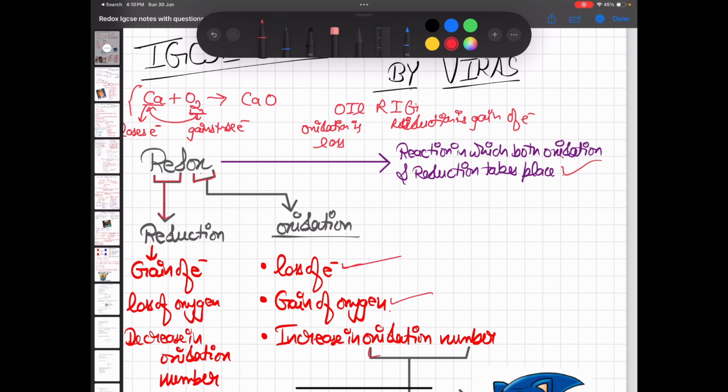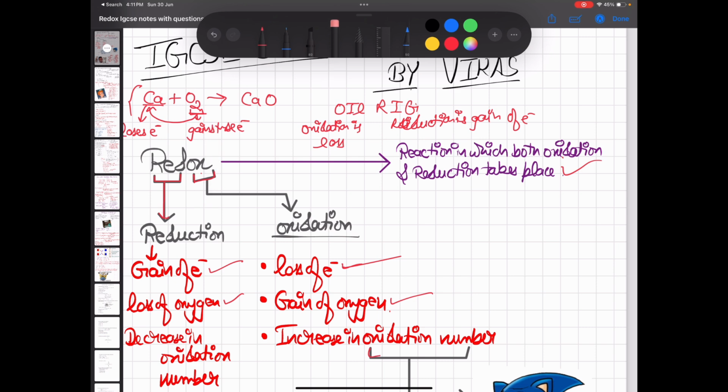So oxidation is loss of electrons, and it is also the basic obvious point, gain of oxygen. Now if you do the opposite of this, that will be the opposite of oxidation, which is reduction. So reduction will be gain of electrons and loss of oxygen. Alright, this should be clear to all of you.